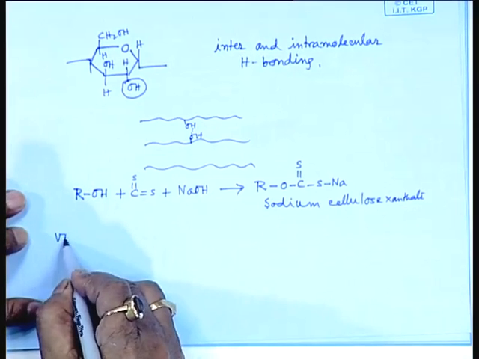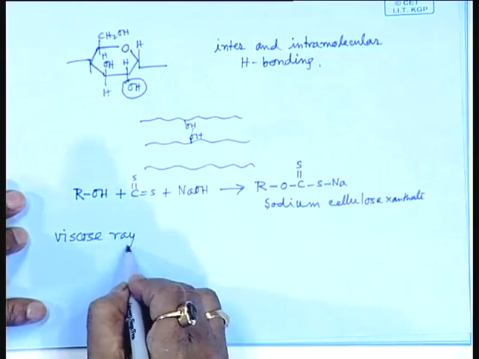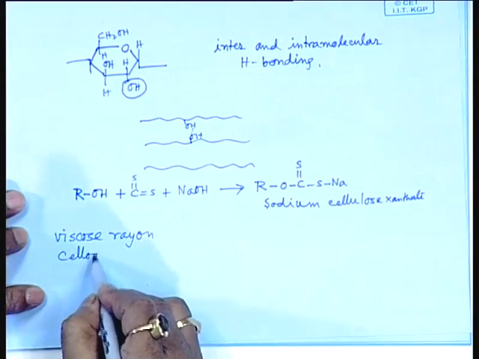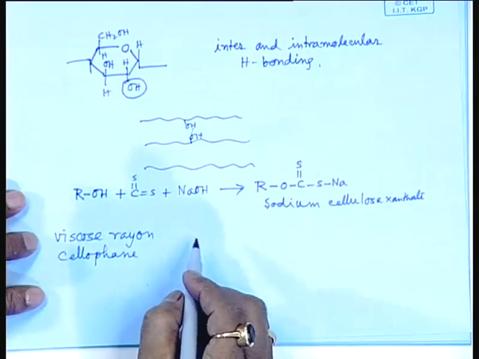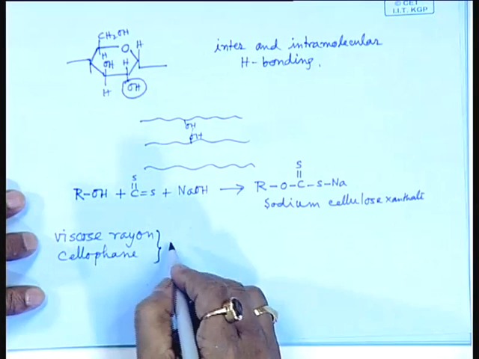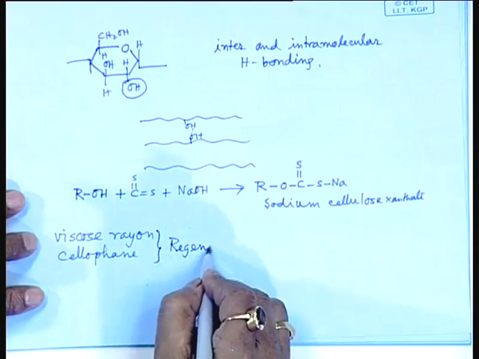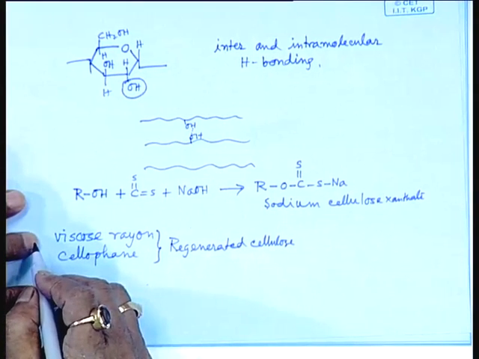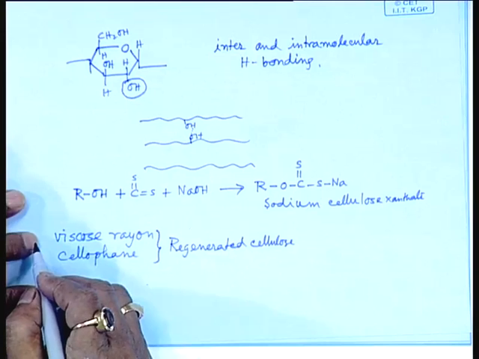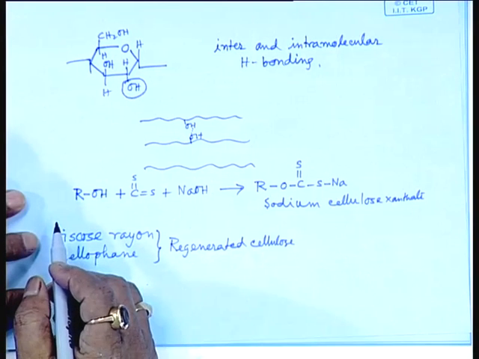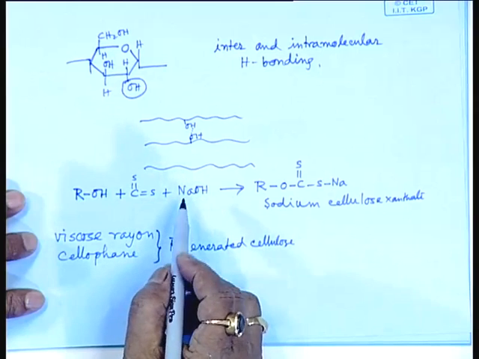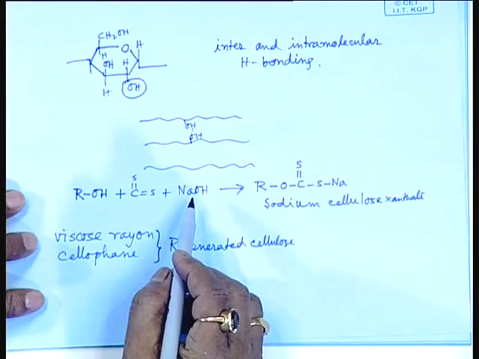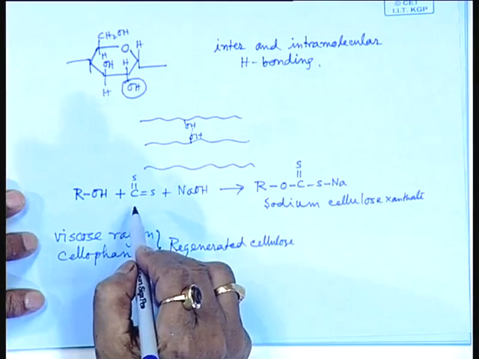Now, you have read about viscose rayon, cellophane, etc. These are nothing but regenerated cellulose. How is this regeneration done? What is the viscose process? We take sodium hydroxide solution, an alkali solution. Into that alkali solution we put cotton, then we slowly add carbon disulfide, CS2.